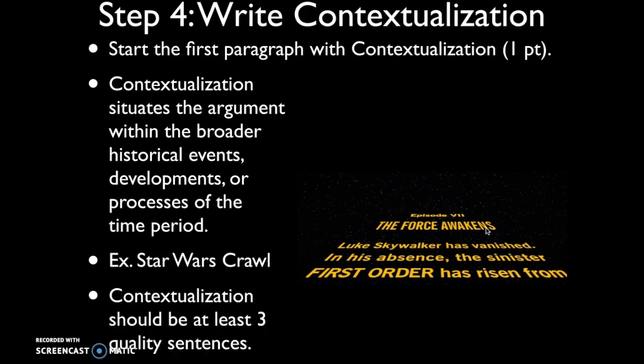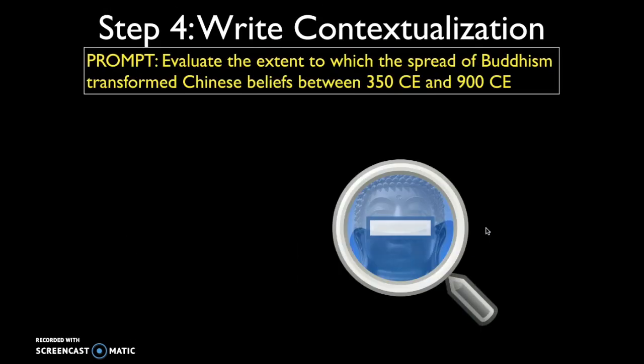So contextualization should be at least 3 quality sentences. 3 quality sentences at a minimum. It can't just be a mere reference. It has to be of sufficient length and sufficient quality. So for me, the rule of thumb should be at least 3 quality sentences that set the stage for what your argument is going to be. And ultimately, hopefully, you're developing some kind of transition in that last sentence between your contextualization and your thesis.